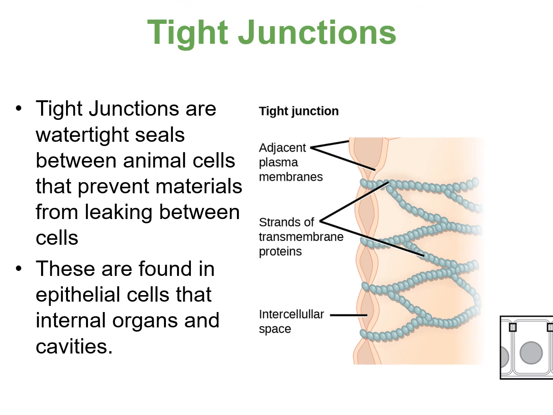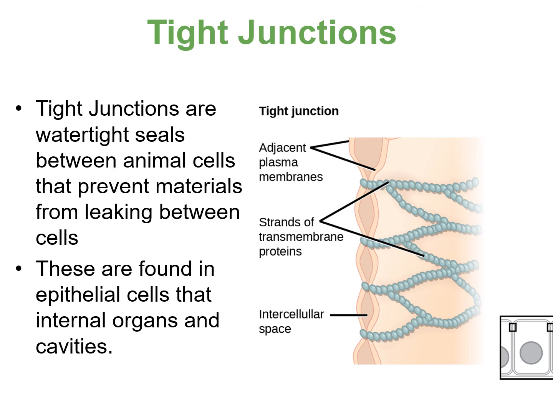A tight junction is a watertight seal between two adjacent animal cells. Proteins tightly hold the cells against each other. This tight adherence prevents materials from leaking between the cells, and tight junctions are typically found in epithelial tissues that line internal organs and cavities and comprise most of the skin. For example, the tight junctions of the epithelial cells lining your urinary bladder prevent urine from leaking out into the extracellular space.